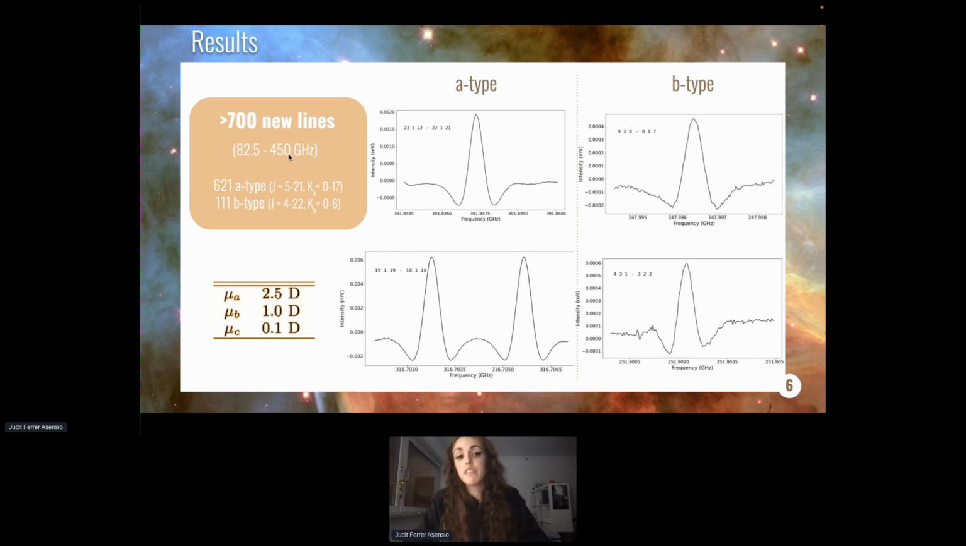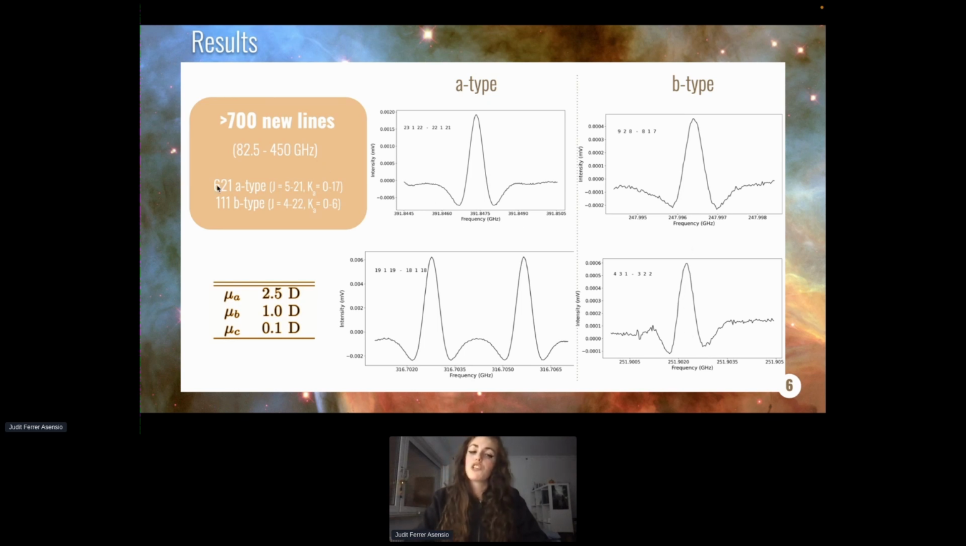in the frequency range of 82.5 to 450 gigahertz. Here you just see some examples of the scans, and also you can see that the lines present this really characteristic second derivative shape, which is a consequence of the frequency modulation that I was telling you about, which is applied to reduce the noise of the lines. On the first column, we have A-type transitions, and on the second column, we have B-type transitions.